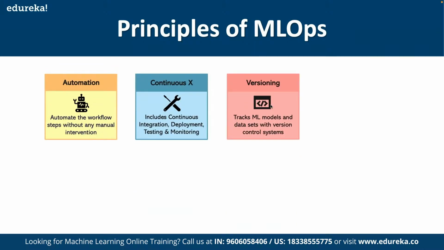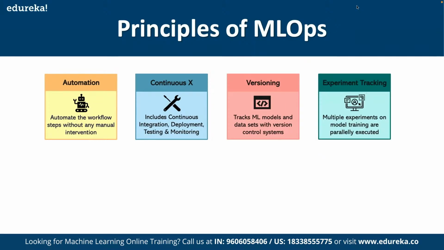In terms of the principles of MLOps, we have automation, which allows us to automate the workflow steps without any manual intervention. For example, if we want to scrape some content from the web, we can do that easily. Then we have continuity, which includes continuous integration, deployment, testing, and monitoring. And then we have versioning, which tracks the ML models and data sets with version control systems.